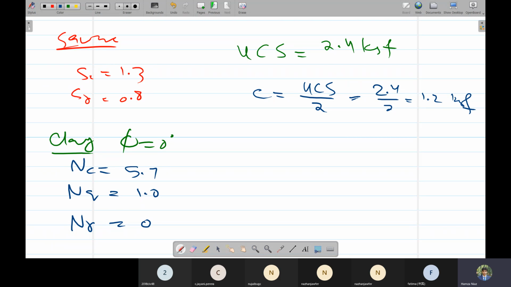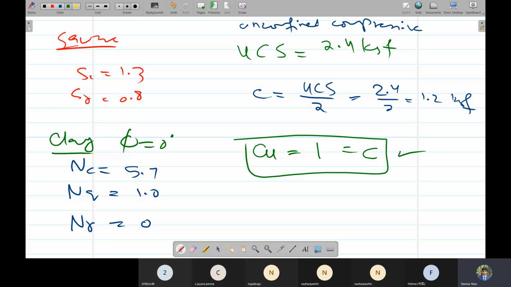If they are given unconfined compressive strength, or unconfined shear strength. This one was unconfined compressive strength. So if they are given compressive strength, divide by 2. If they are given unconfined shear strength, simply use that as it is. So for example, they are given as Cu, this is unconfined shear strength as 1. Simply equate it as C. Do not change anything.